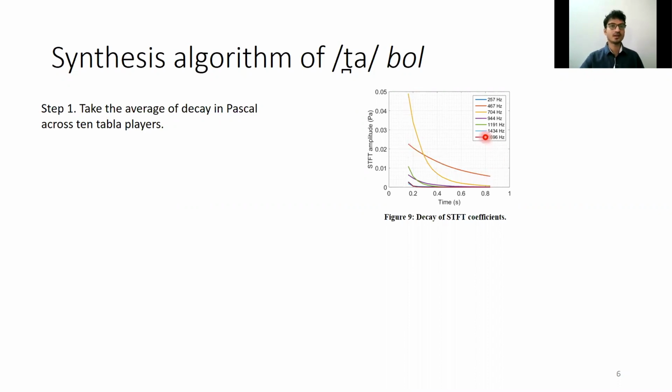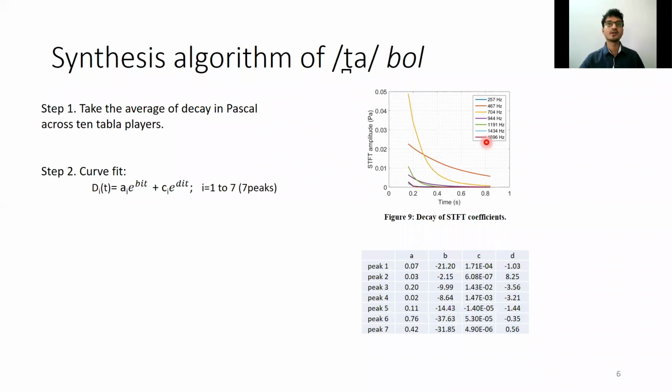To these decay curves, curve fitting is done using two exponential functions. This curve fitting provided the decay function d_i(t) made up of A, B, C, D coefficients for 7 peaks as shown in the table.